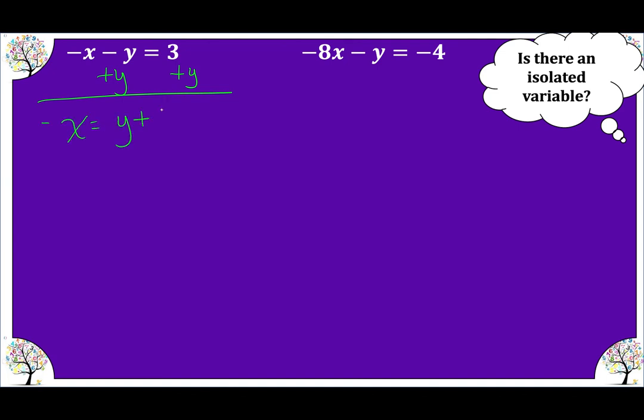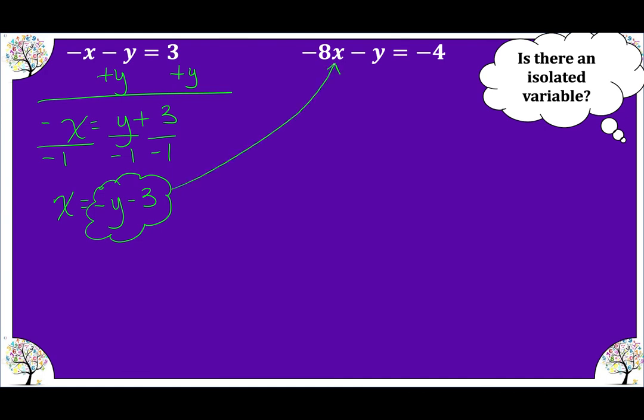This time, I have one more step. I have to divide every term by -1. And so x is equal to negative y minus 3. So I have an isolated variable. X equals negative y minus 3. So I'm going to take it and substitute it in here. Parentheses, so x equals negative y minus 3 minus y equals negative 4.